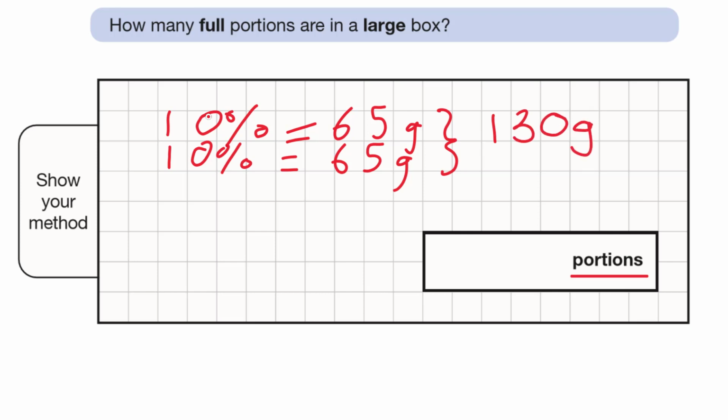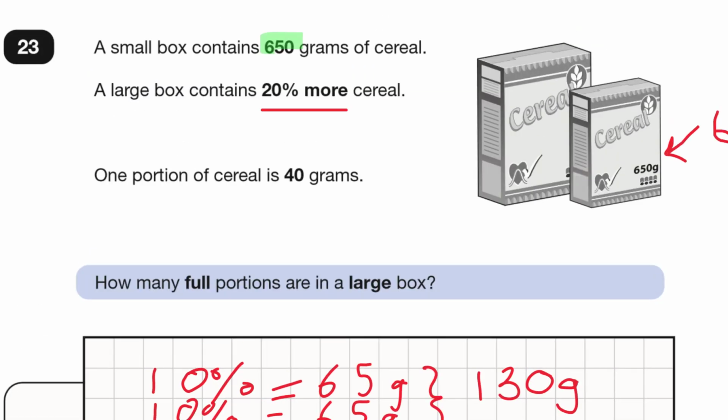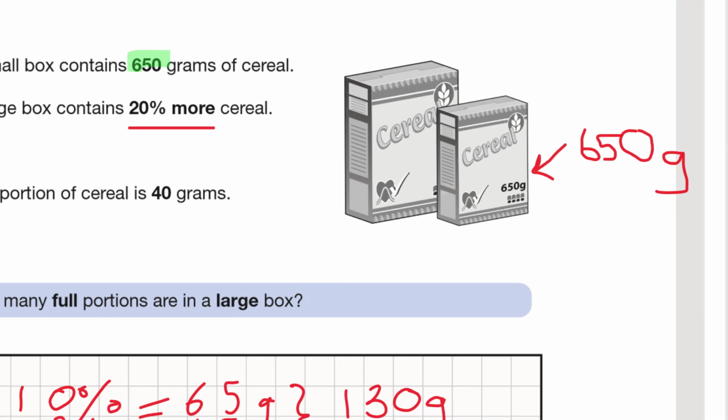So 20% is 130. We now need to add that to 650. So 650 add 130. You might be able to do this in your head. It is 780 grams. So let's label up our cereal now. Our big box is 780 grams. We've just found this bit of information, and that could be enough just to get you one point.